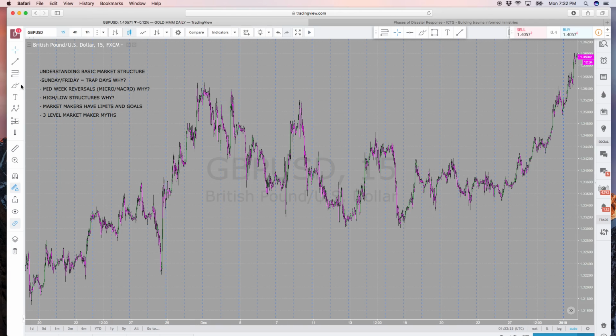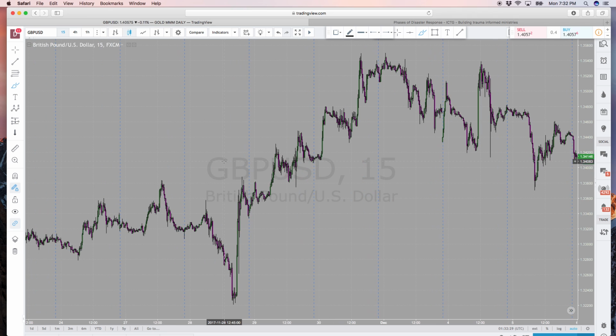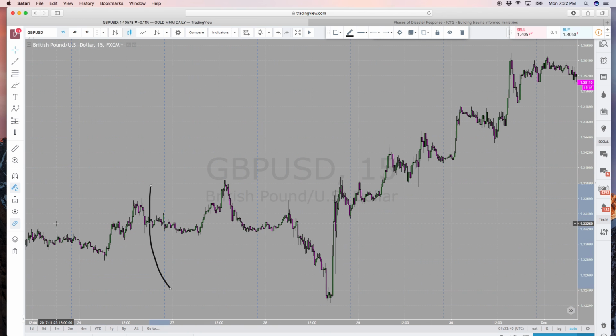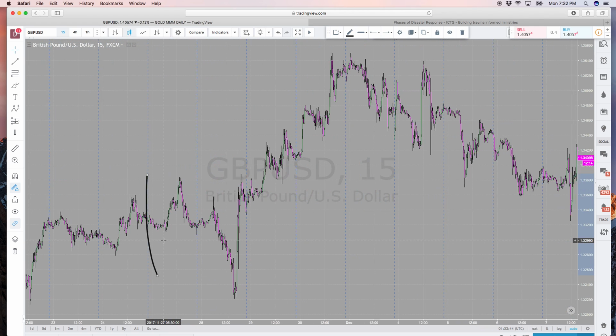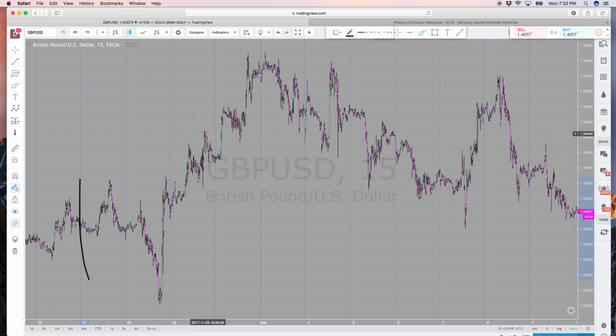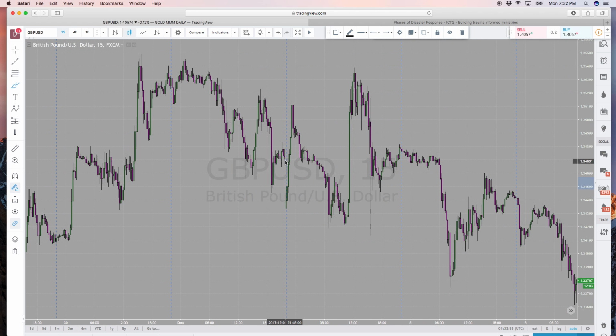Now, let's go on with finding the start of the first week here. This is the start of the week. How do I know that? Because there's a little gap here. Right there, you can see the little gap. So that means it's Sunday. The market opened there. So that's week 1. This is week 1. And this is the end of week 1.